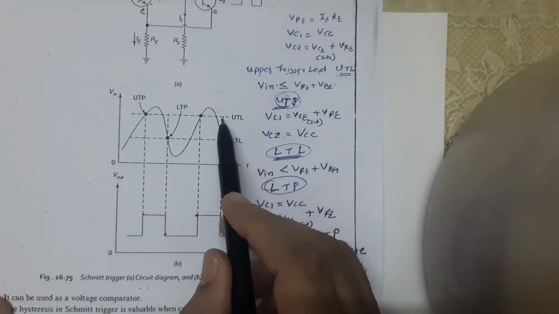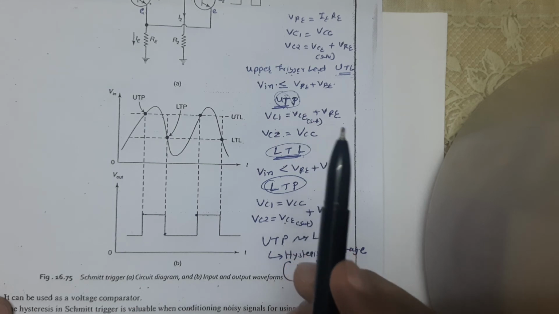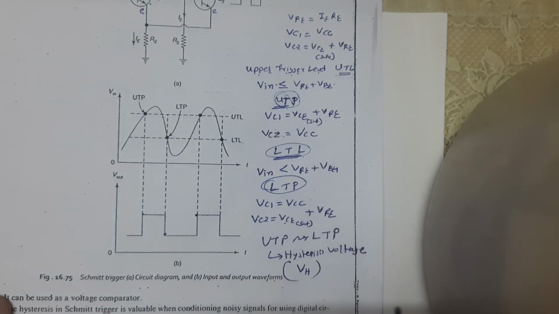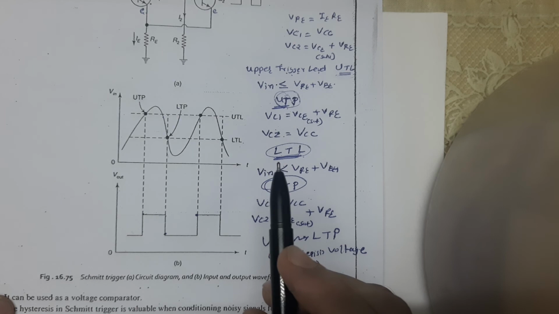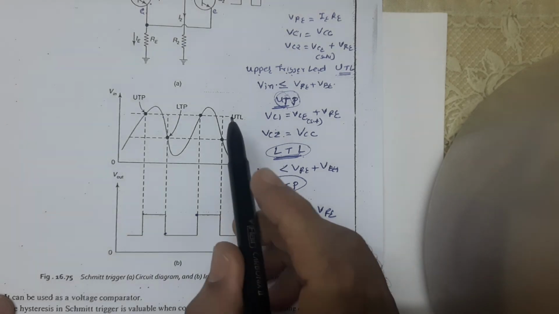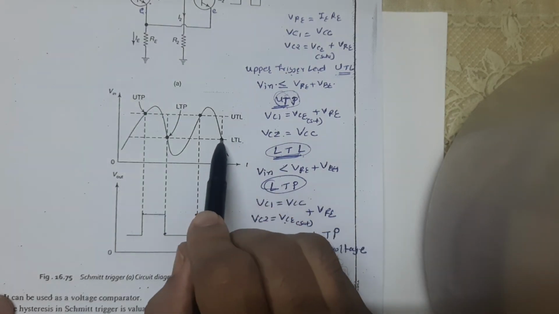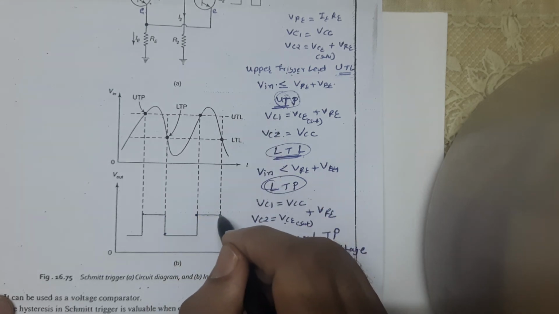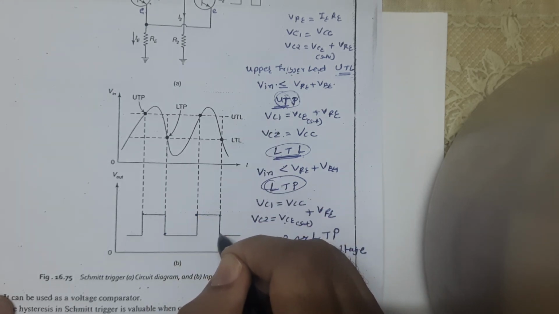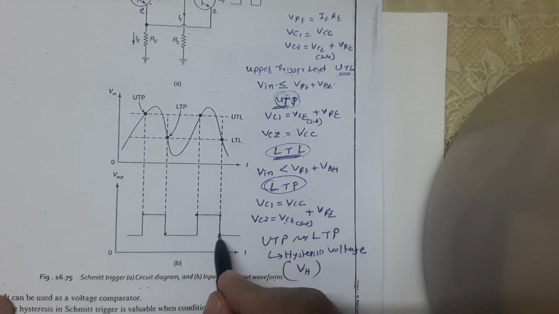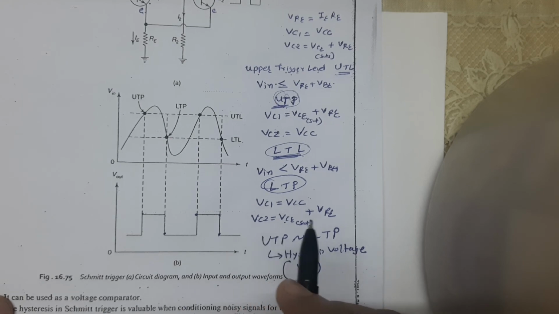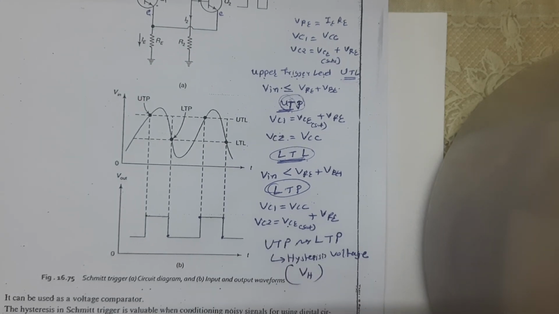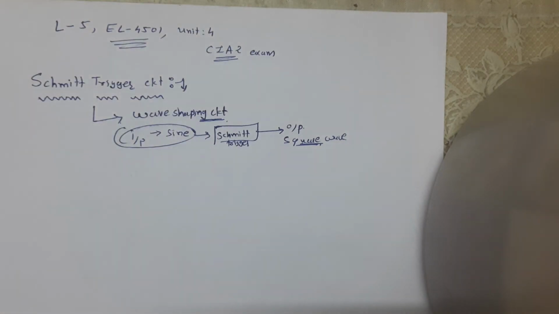And after the UTL, that means what is UTL? Upper trigger level. It reaches the LTL, lower trigger level. It is now discharging and moves towards the minimum level, and in this way we are getting the square wave at the output of transistor Q2. Now we are discussing the applications of the Schmitt trigger.